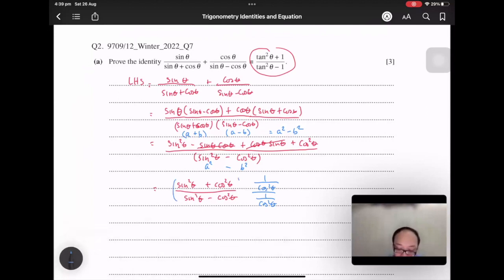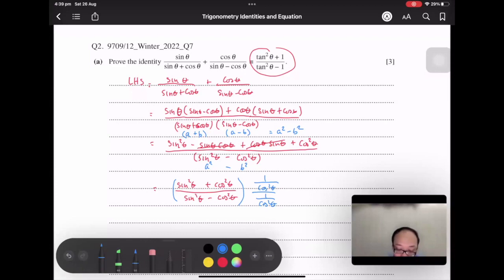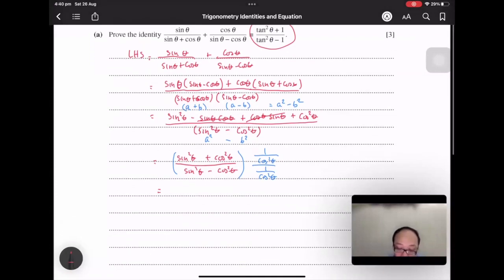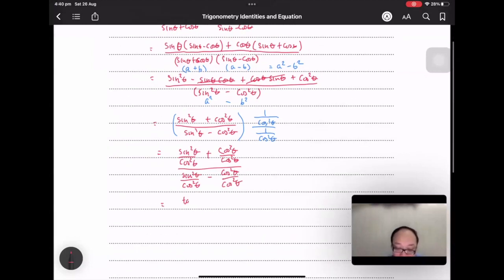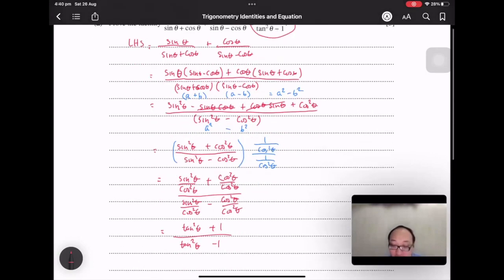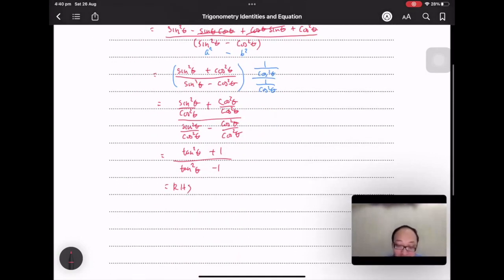So I multiply this, and I have sin square theta over cos square theta plus cos square theta over cos square theta, over sin square theta over cos square theta minus cos square theta over cos square theta. And this equals tangent square theta plus 1 over tangent square theta minus 1. And this equals the right-hand side.